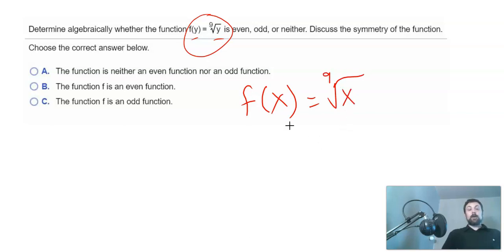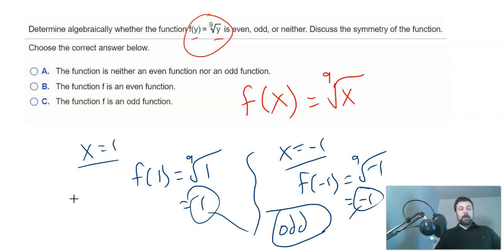All right, and so we're going to have f of x equals the 9th root of x. Is that an even function, odd function, or neither? Pause the video and come up with your result, and then resume it to check and see if you got it right. Okay, so here's one way you might have gone about doing the problem.